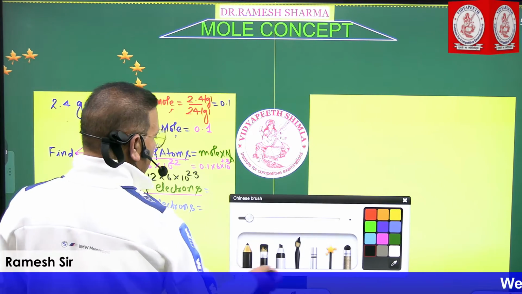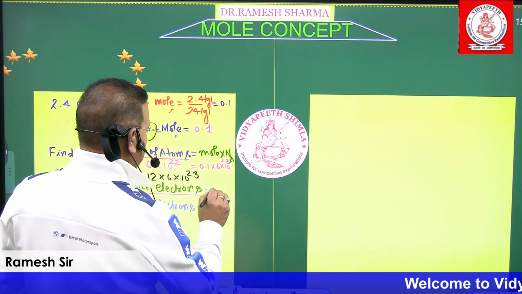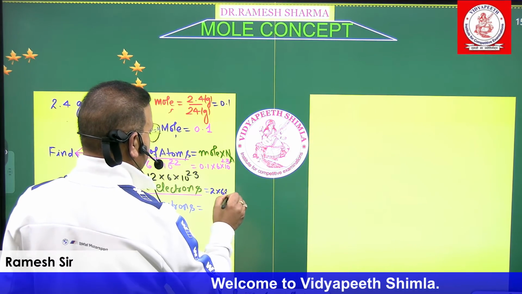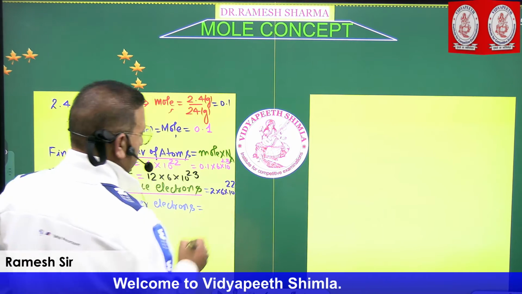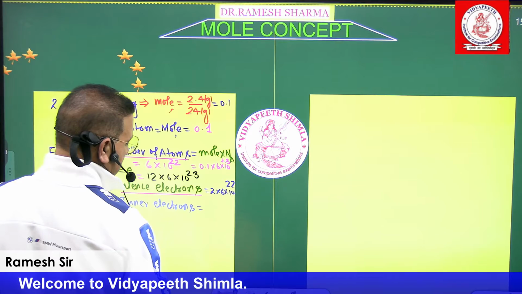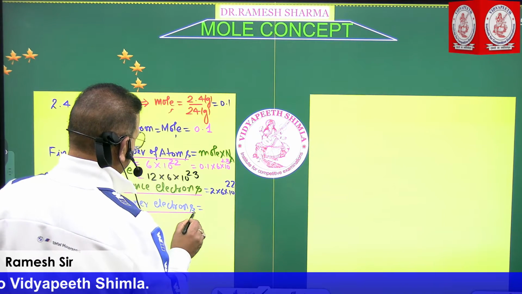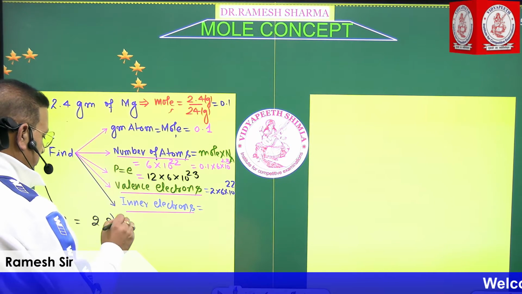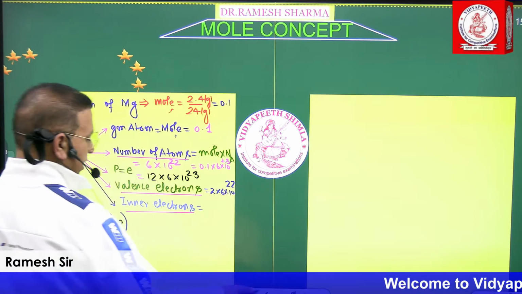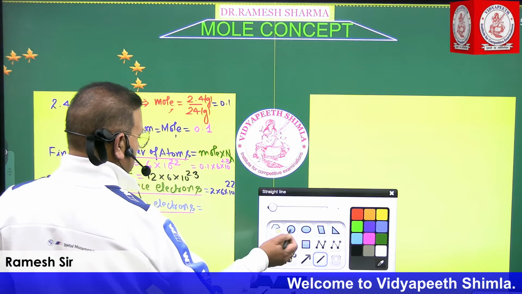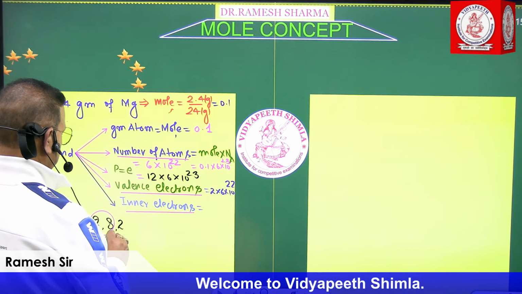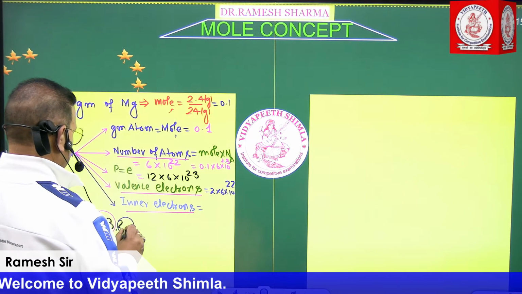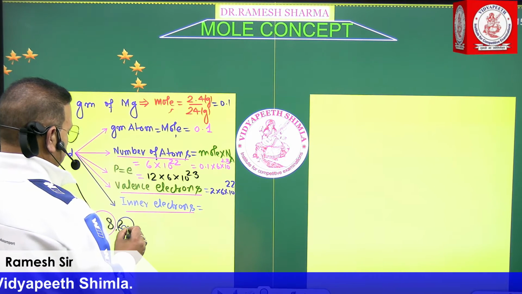It means valence electrons are 2. But there are how many? Magnesium atoms 2 into 6 into 10 raised to the power 22. How many inner electrons are there? If valence is 2, it means the inner electrons are 10. This is valence and this is inner electrons. Is it that all are getting? This is inner electron and this is valence electron. Getting or not?